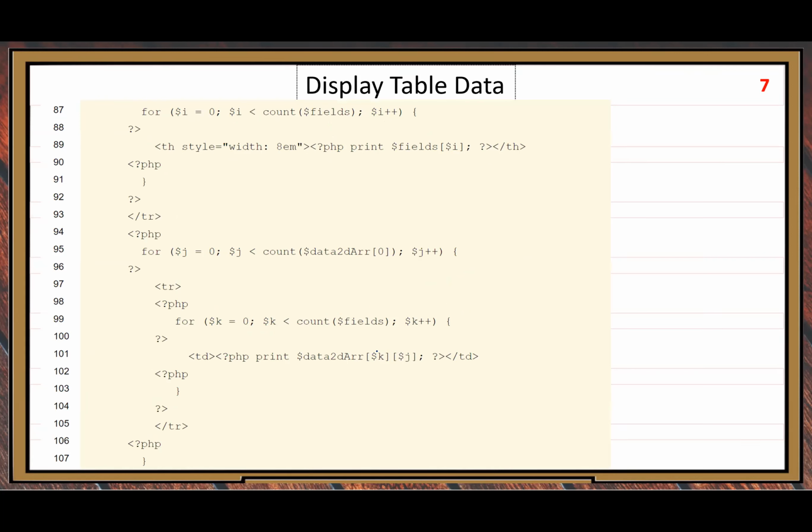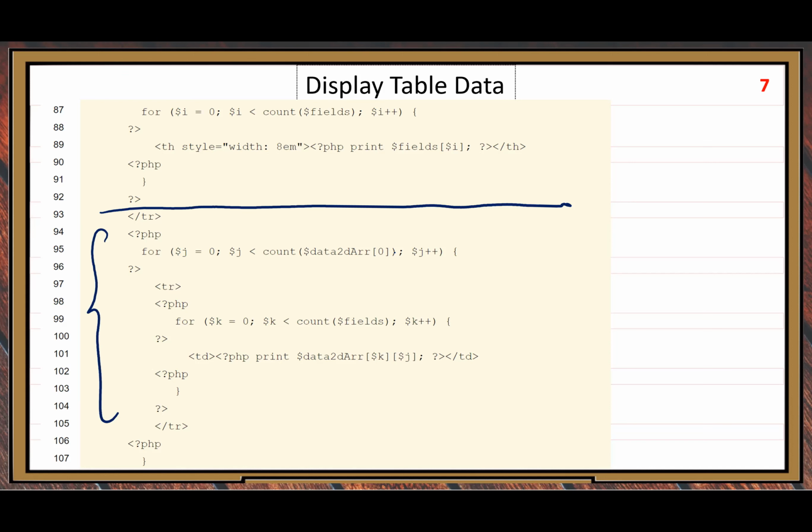Next, display table data. This time we just display the plain data, no hyperlinks, but we need to display it in rows and columns. On top, the first row, we display all the table fields. Then after that, we use a nested for loop to display rows and columns.